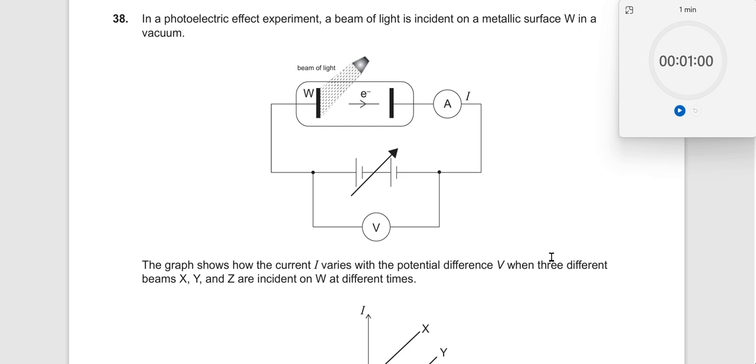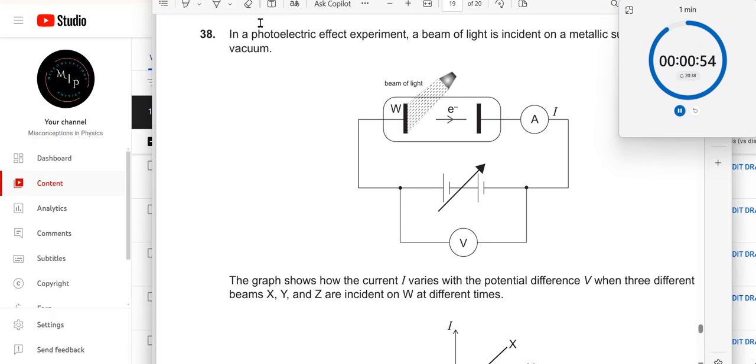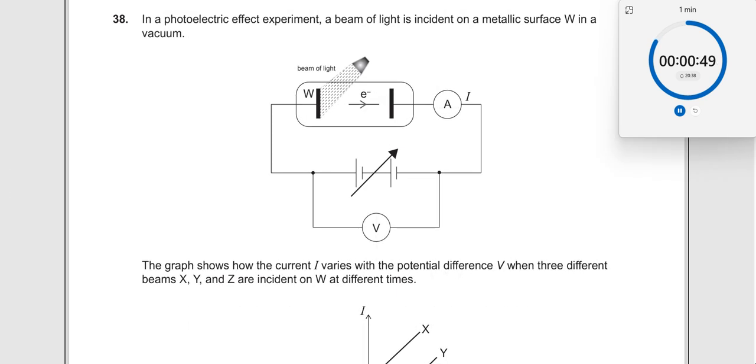Okay, question number 38. Right, now let us start with this. So in a photoelectric experiment, okay, I think I have not enabled my pen. Right. Okay. Beam of light is incident on a metallic surface W in a vacuum.